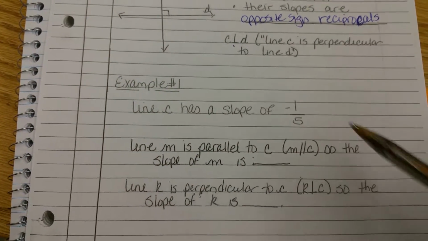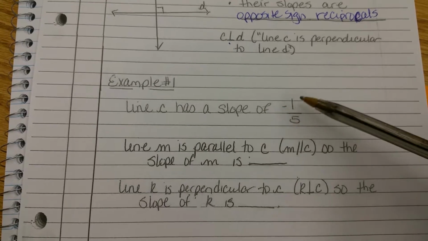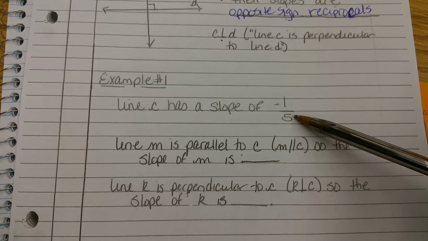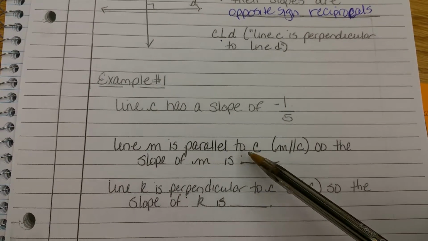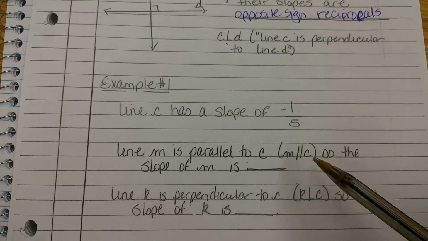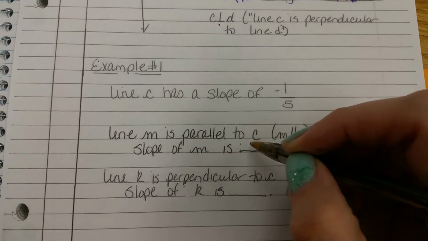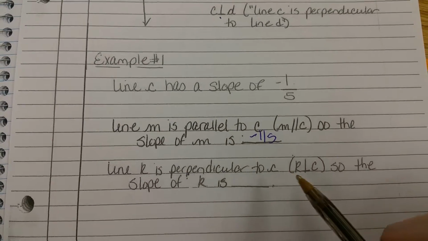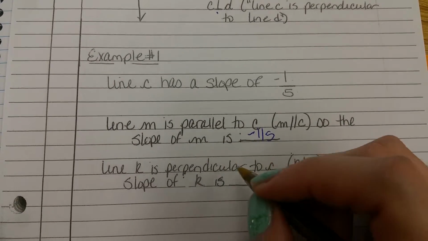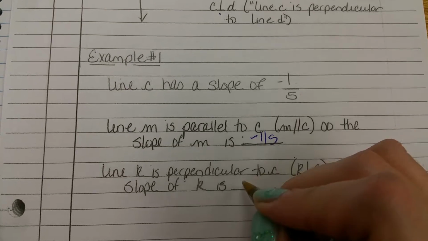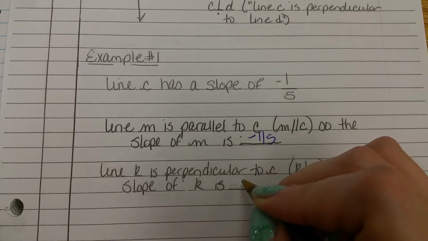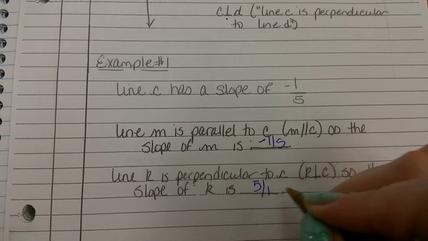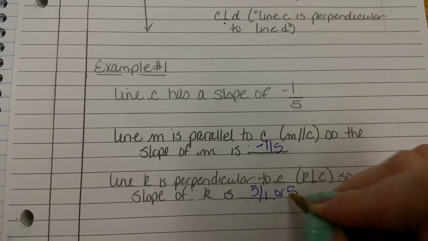And if we look at this example down here, if we're looking at an original line with a slope of -1/5, if line M is parallel to that, the slope of line M would be the same since they're parallel. Now line K is perpendicular, so the slope of line K, instead of being negative, would be positive, and then we would flip this fraction upside down, and it would be 5/1, or just plain 5.